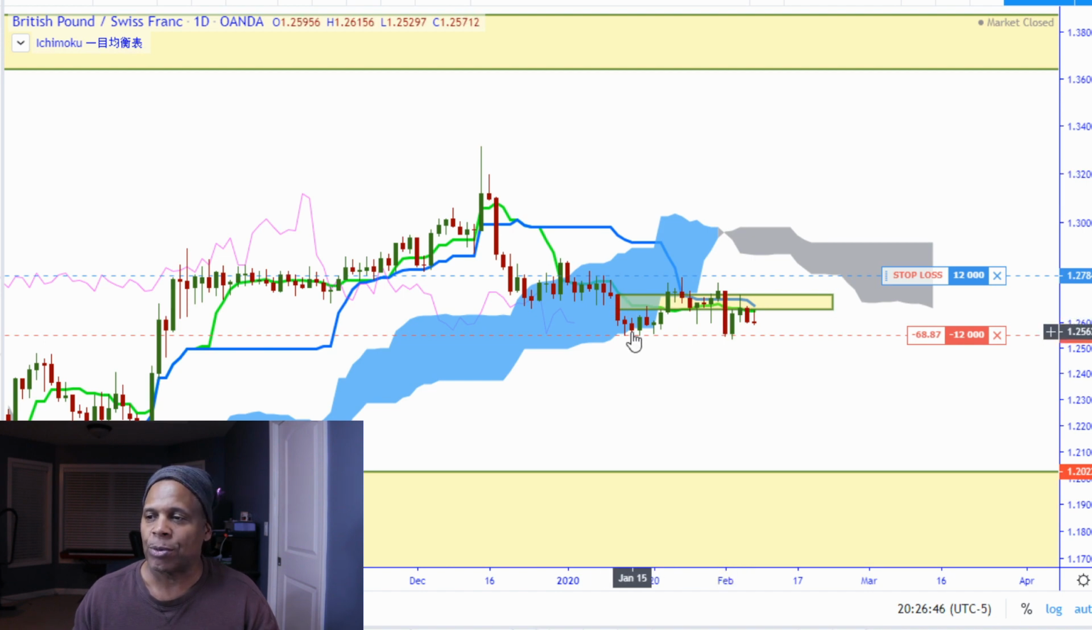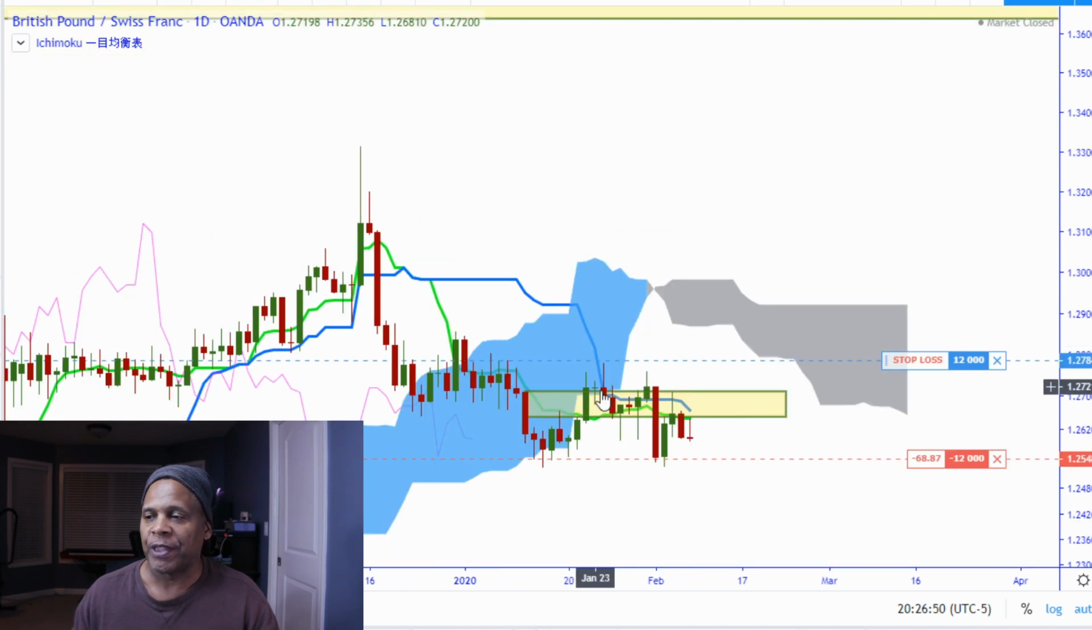Just like this point, this was a level where the market did pick up some momentum because it found support there. This is a level where the market found momentum because it found resistance here and picked up and went to the downside. This more than likely was news here.